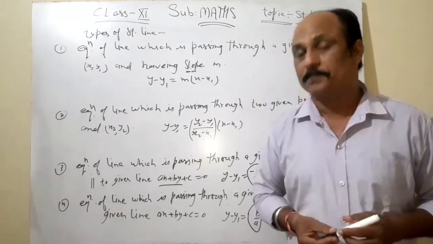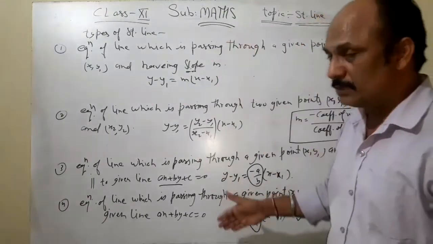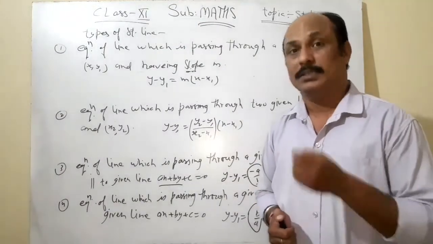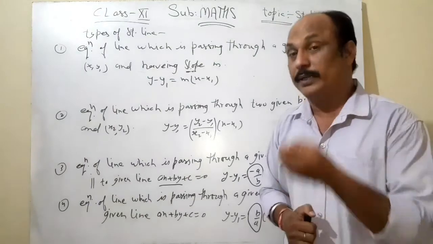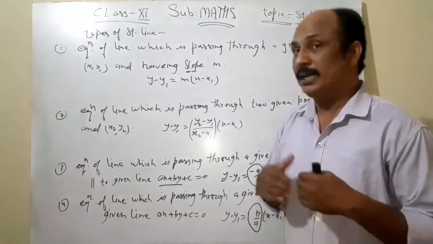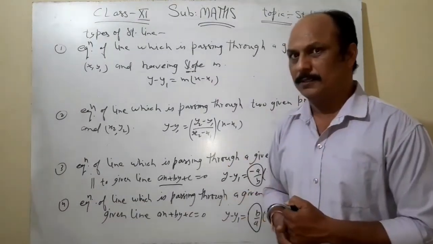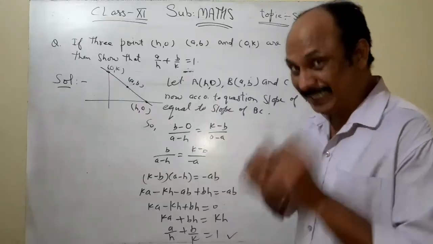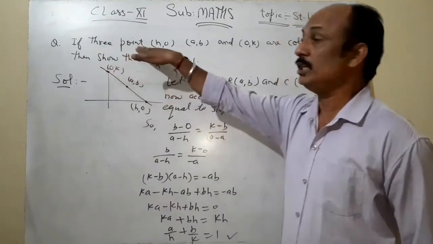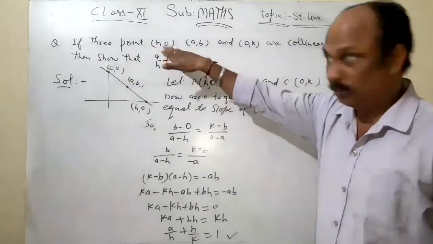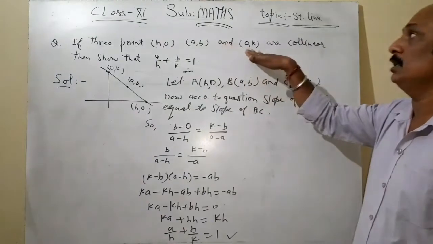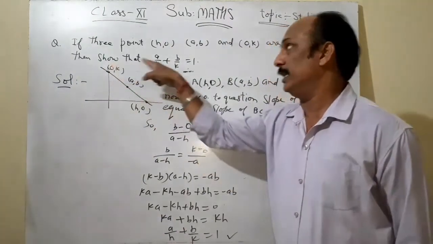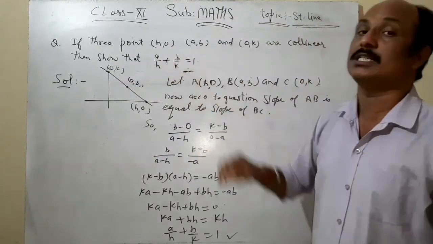Is that clear beta? So beta, some questions based on these formulas are there in our NCERT book chapter 10th, exercise 10.2 and 10.3. So I am taking some questions based on these topics. Okay beta? So our question is, if 3 points (h, 0), (a, b) and (0, k) are collinear, then show that a upon h plus b upon k is equal to 1.